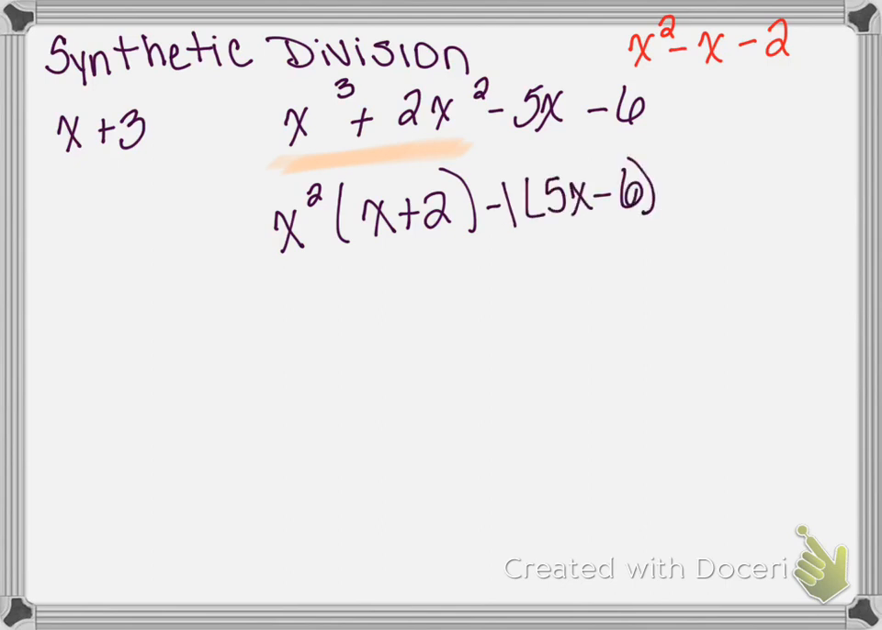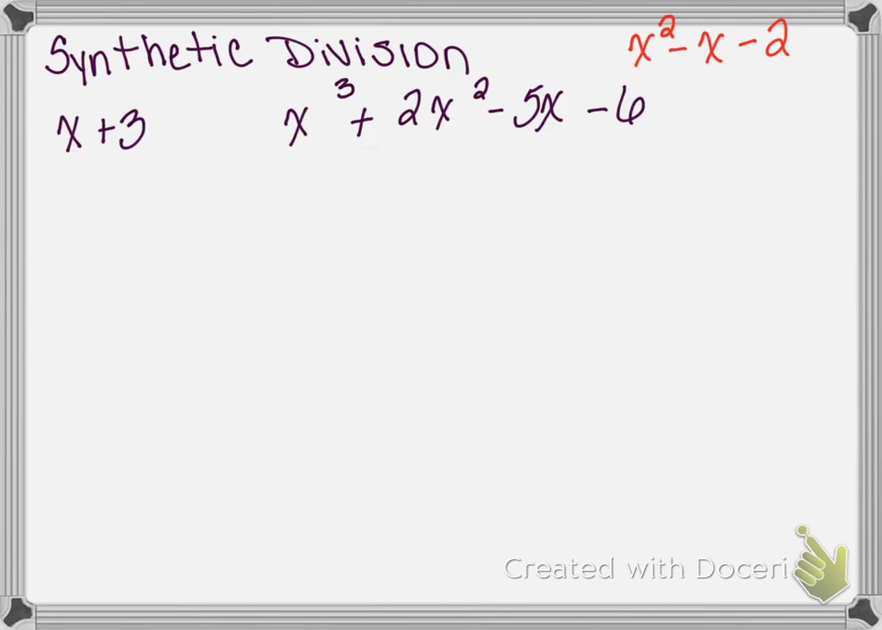And as you remember, when we are factoring using the grouping method, these two binomials have to match. And so this particular polynomial, x to the third plus 2x squared minus 5x minus 6, cannot be factored by grouping. So we need another system to help us factor that. And synthetic division provides that. And it's a much quicker way to divide than using long division. So I want to talk a little bit about how to do that.